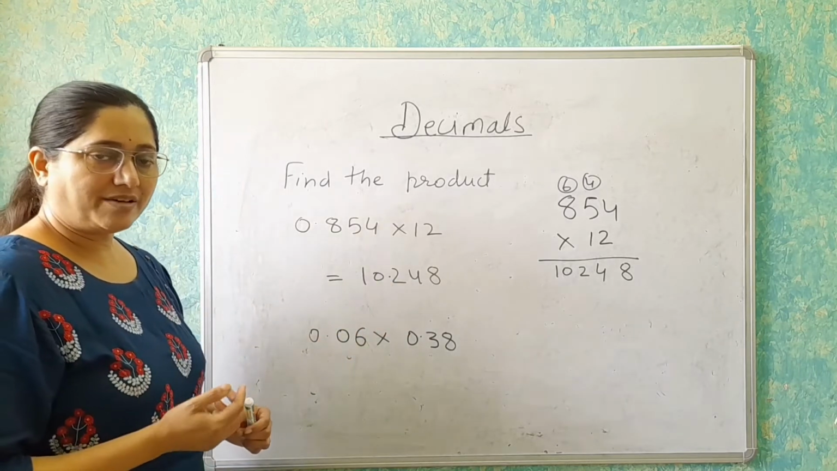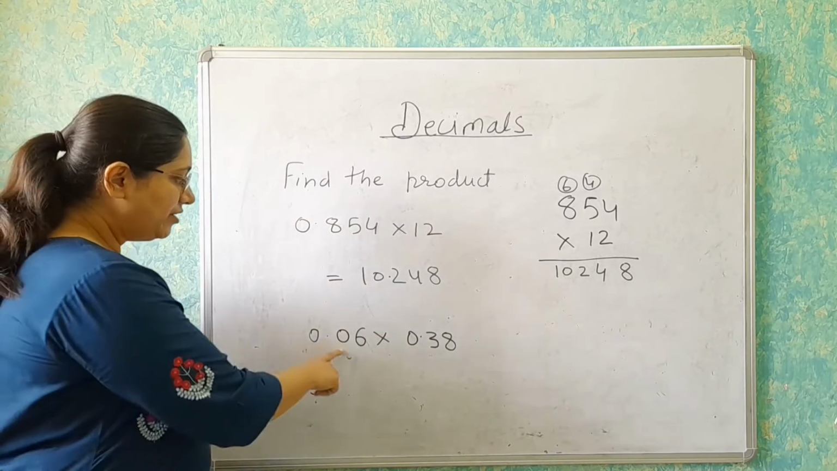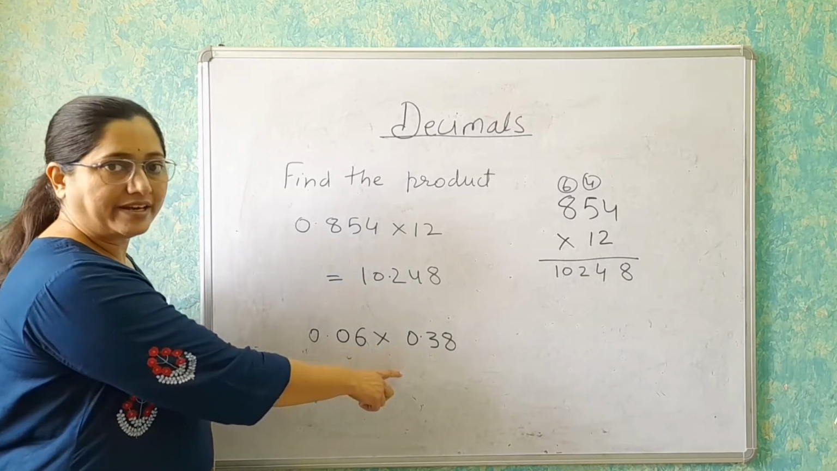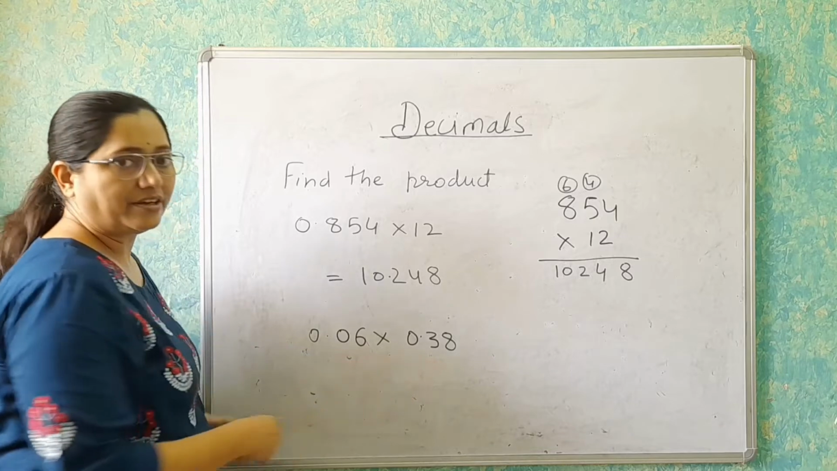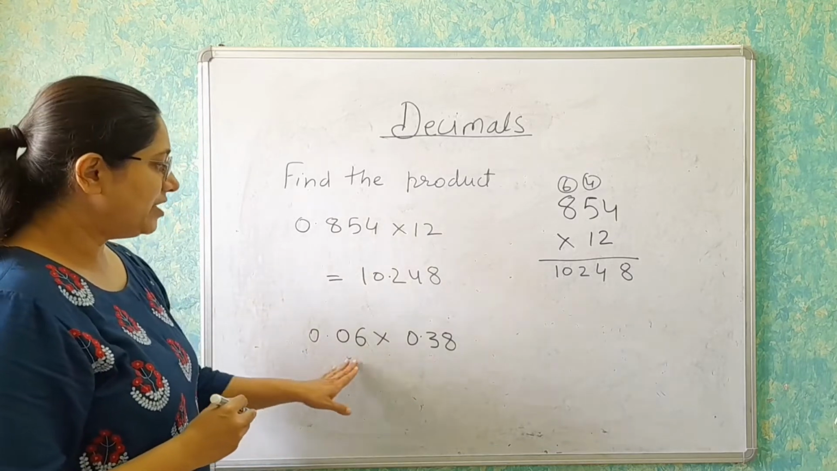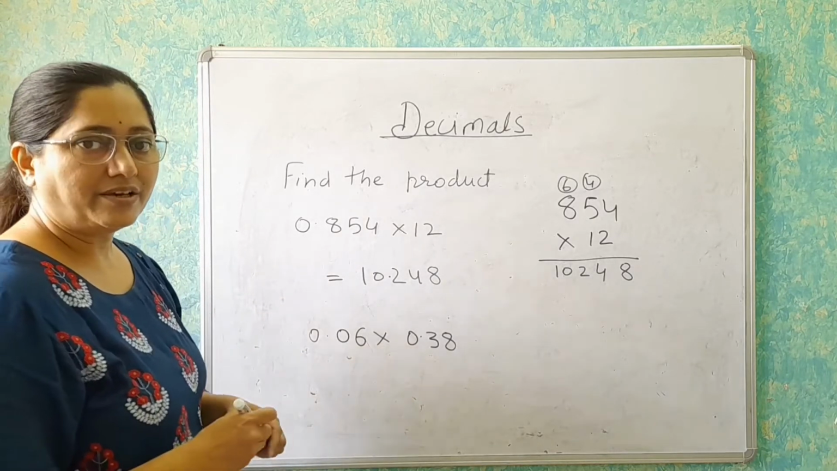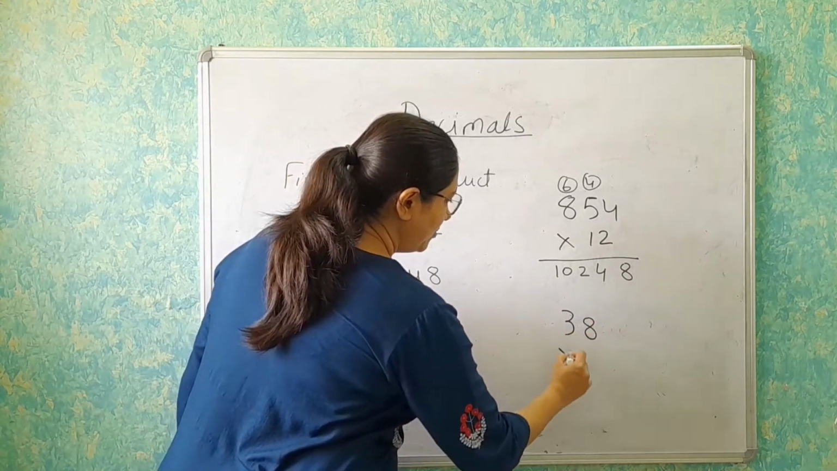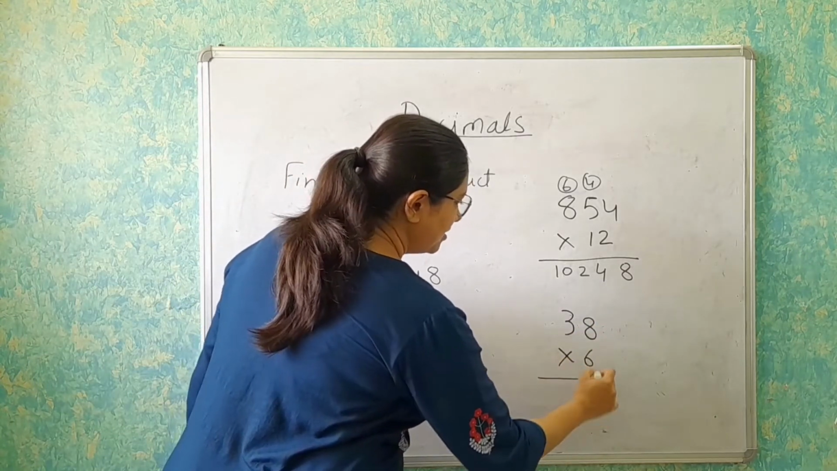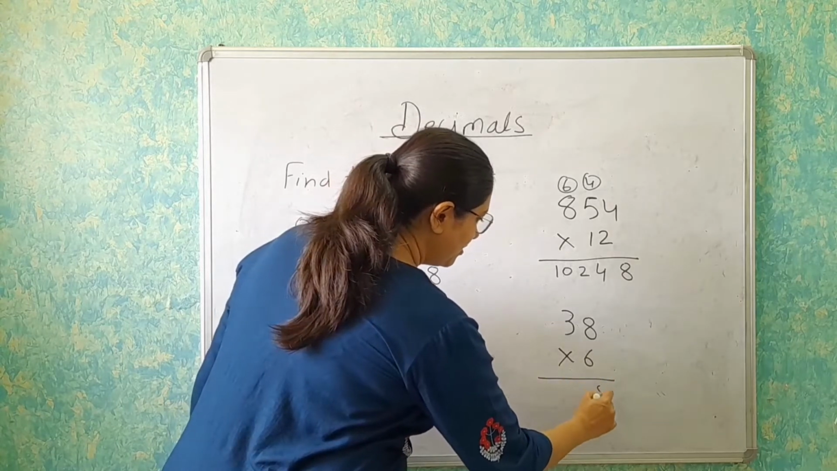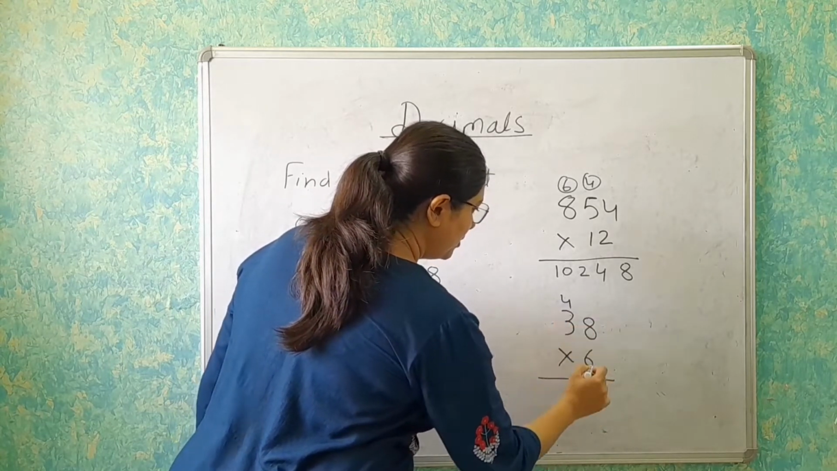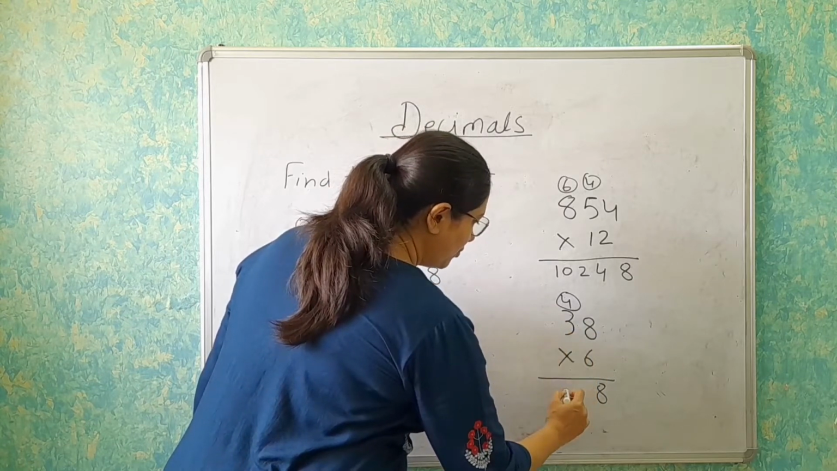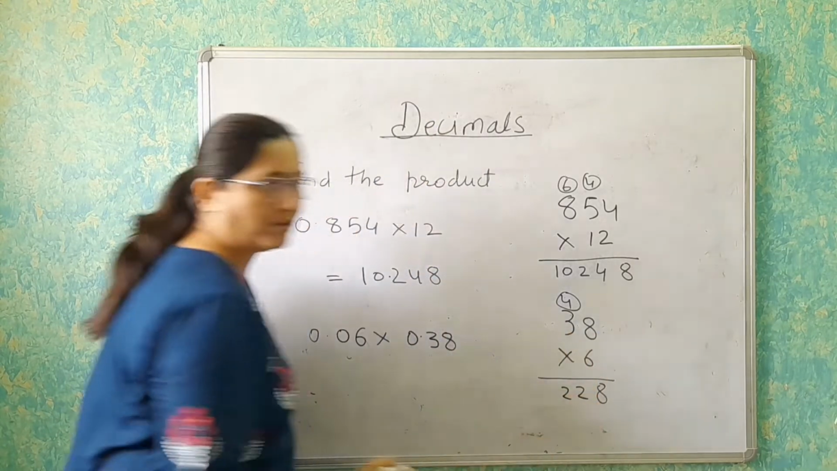In our next example, we have to multiply two decimal numbers. First is 0.06 and second is 0.38. So first we will multiply both the numbers as whole numbers. So first I will multiply 38 by 6. 6 8s are 48, 8 then carry 4. 6 3s are 18 plus 4, 22.